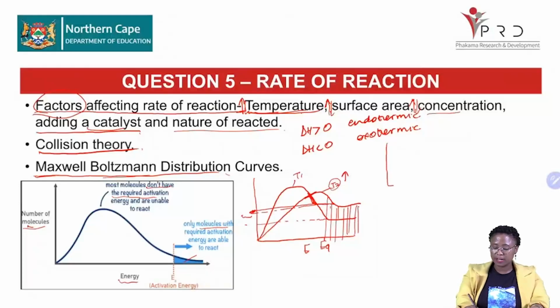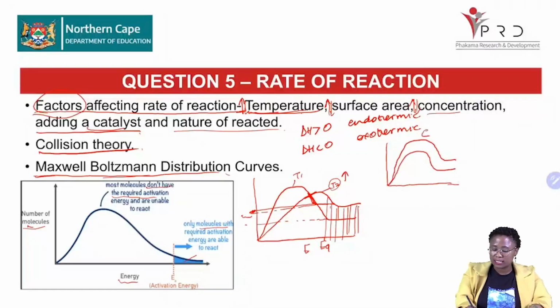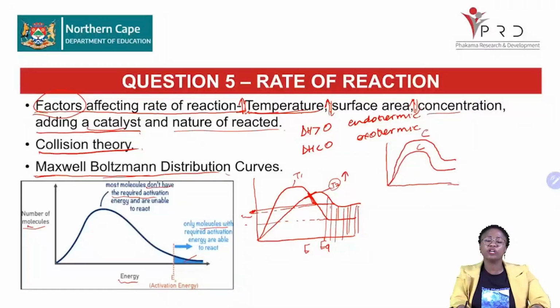The next graph that I want you to remember, it will also start at 0. It will also form the Maxwell distribution curve. But now the difference will be that the two graphs, they don't touch or cross. If they don't touch or cross, that means you are dealing with a concentration graph. Okay, the two concentrations, you have C1 and C2.